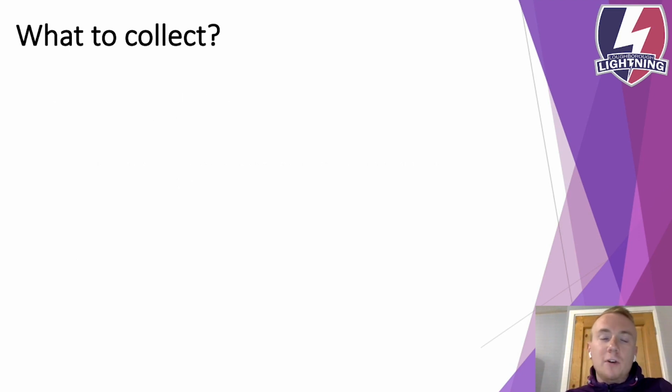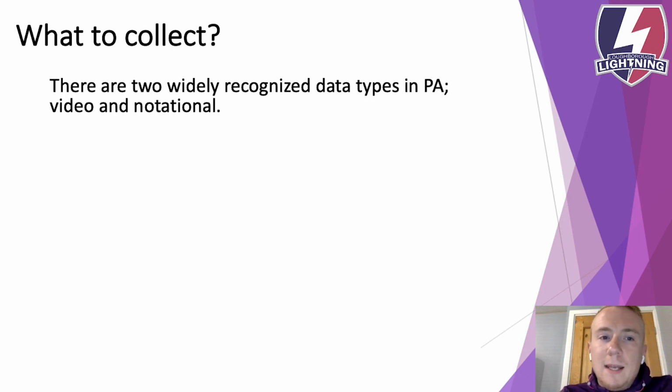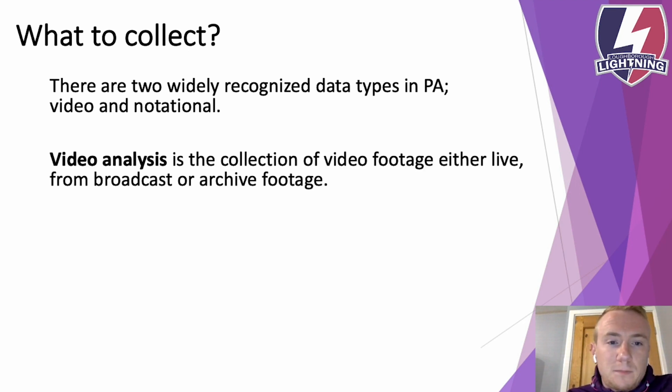Okay, so first off then, let's consider this question. What data should we be collecting when we're doing performance analysis? Now, broadly speaking, there are 2 widely recognized data types in performance analysis. They are video analysis and notational analysis. These are the 2 types of data that are collected most often. There are others, but they're not used as widely. So we're just going to focus in on these 2 to start with.